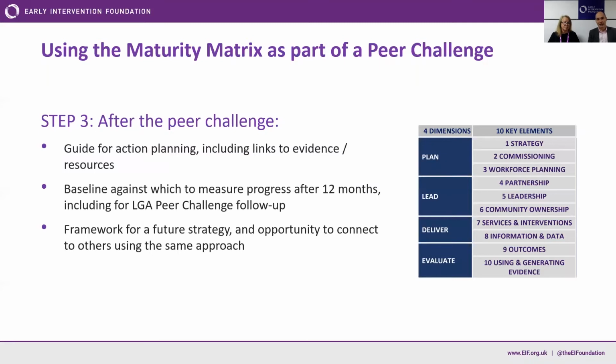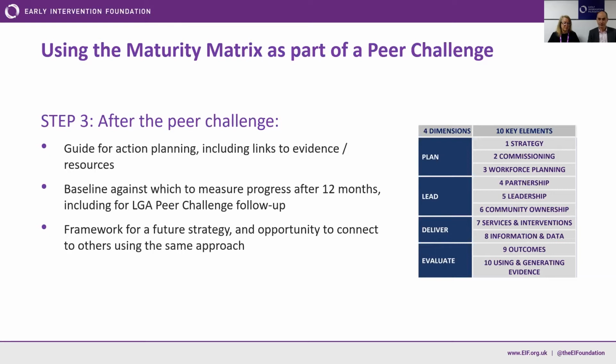And then finally, step 3, after the peer challenge, the matrix acts as a guide for action planning. So clearly, local areas get involved in the peer challenge because they want it to be a spur to action. They want it to lead to further steps, and the matrix can be a useful tool for doing that. So to give some structure around the action plan which can follow. And it also includes links to useful evidence and practice resources, hyperlinks in the document itself, so people can go and have a look at other people's experience.